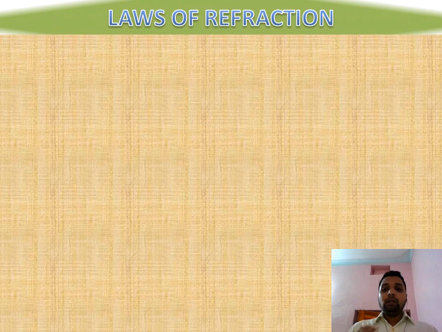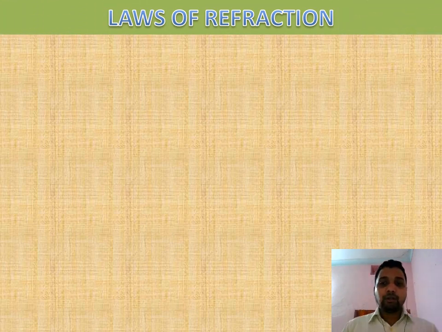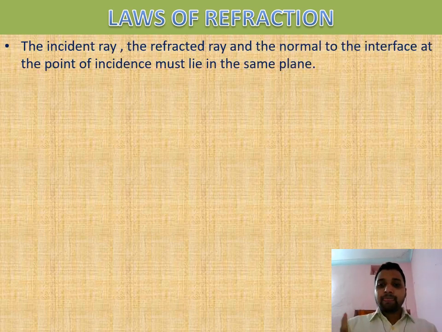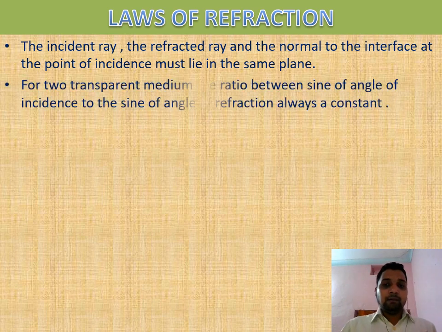Next one, the laws of refraction. Like we had laws of reflection, here in refraction also, light will obey two laws. First, the incident ray, the refracted ray, and the normal, all these lines or rays meeting at the point of incidence, must lie in the same plane. Meaning in one plane only we will find the incident ray, normal, and refracted ray. And the next one, a little bit of change from the law of reflection, applies when the light is passing from one transparent medium to another.